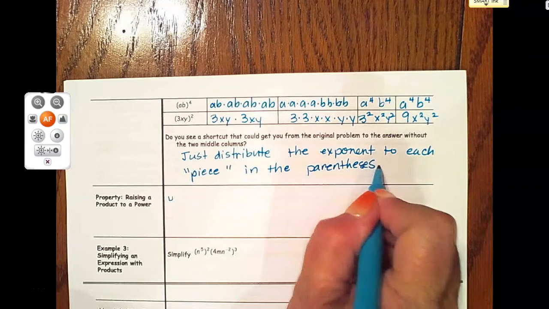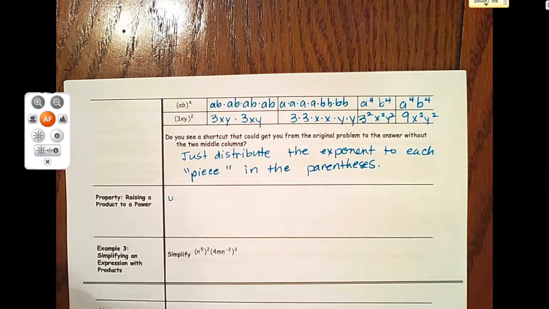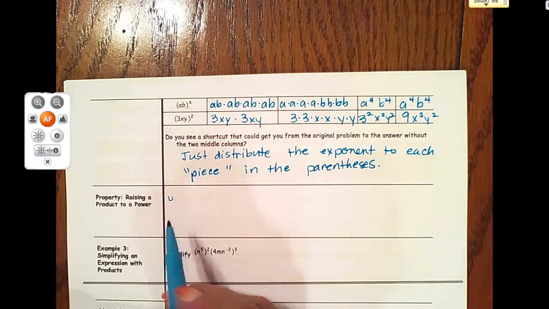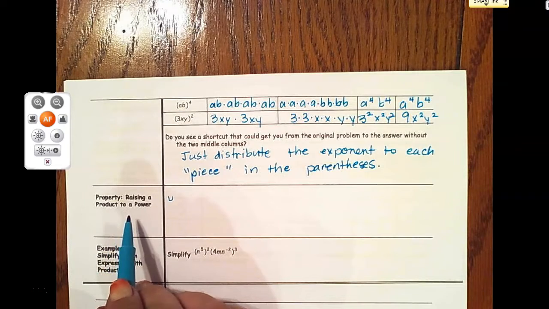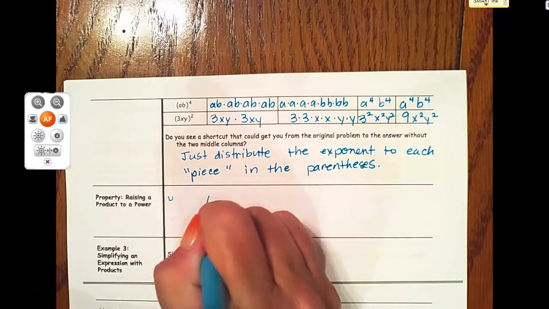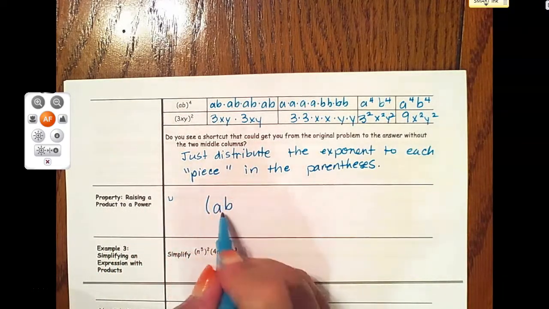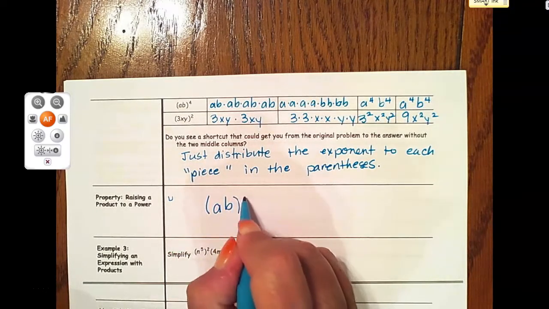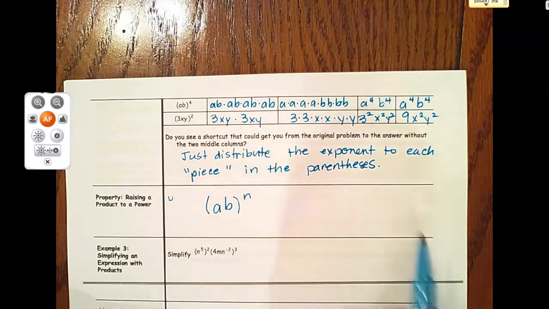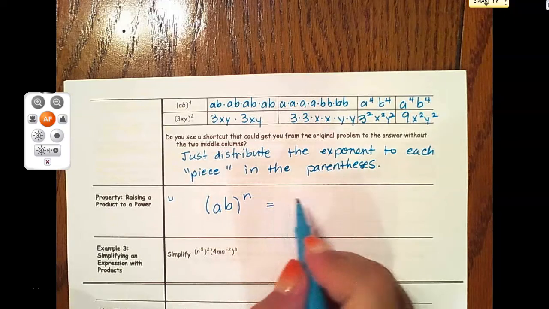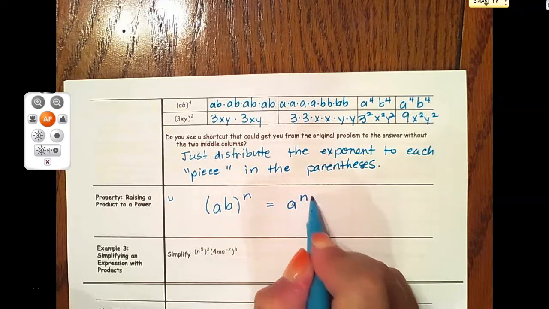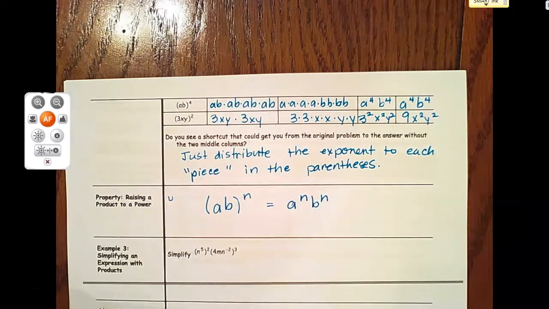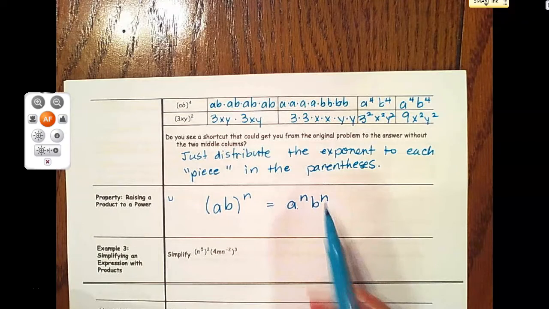Just distribute the exponent to each piece in the parentheses. So, raising a product to a power, let me give some variables there. If I have two things being multiplied by each other, or any number of things in parentheses, and all of them are raised to a power, then I can distribute that power. So a to the n and b to the n.